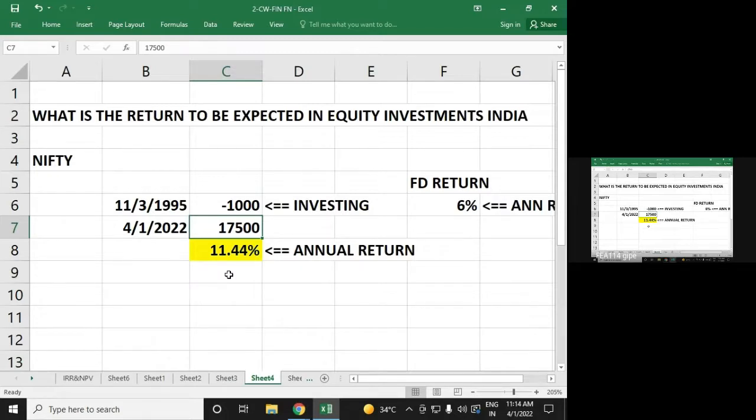So 11.44% is your annualized return if you had invested in Nifty since inception. Inception date of Nifty is 3rd November 1995. So XIRR therefore becomes very useful, especially when you are looking at investors' sub-period investments.